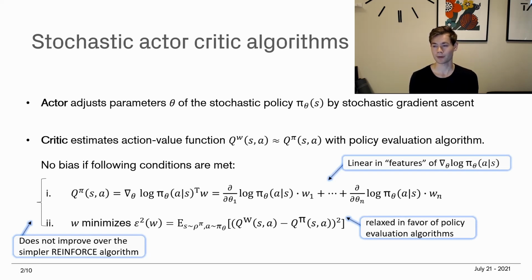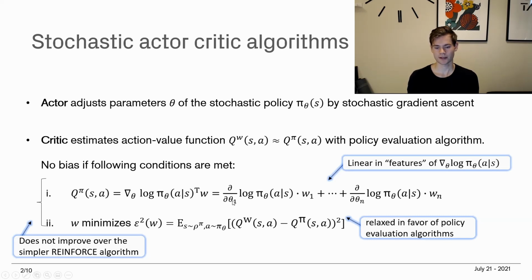There will, however, not be a bias in the estimate if the following two conditions are true. So the first one basically tells us that Q pi of S, A needs to be the gradient with respect to theta of this expression here. And if we write this out, an equivalent way of writing it, which makes it a bit more comprehensible, is you take the derivative with respect to all the different theta dimensions that we have.